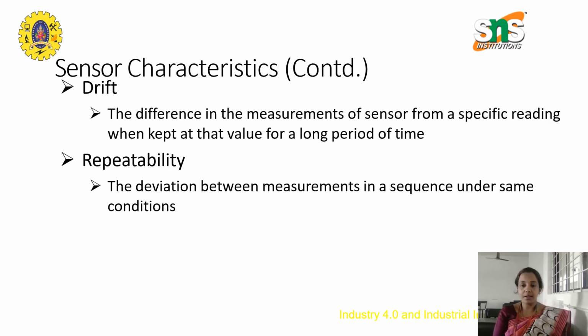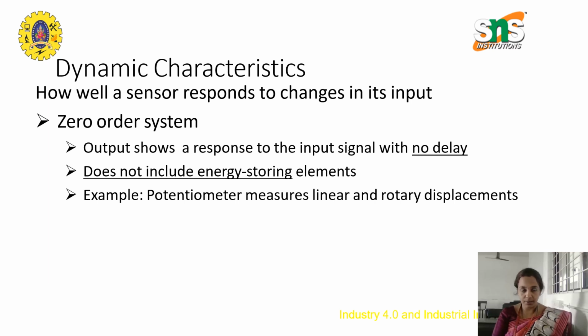Drift is the next sensor characteristic. The difference in the measurement of a sensor from a specific reading when kept at that value for a long period of time is called drift. Repeatability means the deviation between measures in a sequence under the same condition is called repeatability.